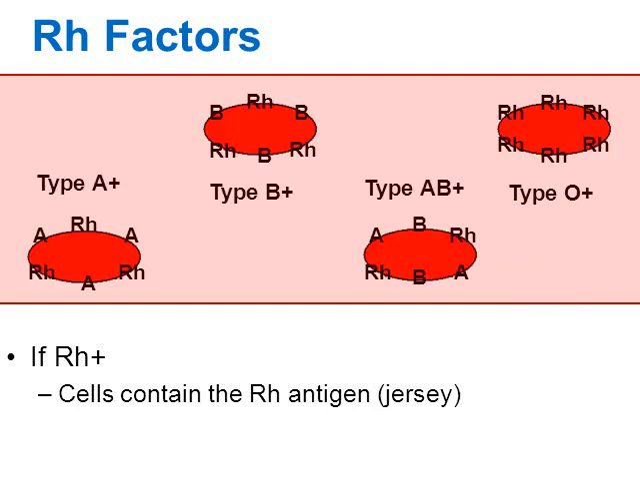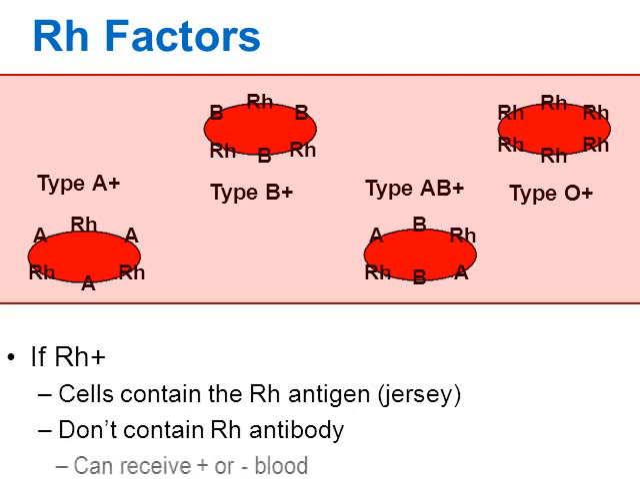So if we look at all 4 of them together, notice what they all have in common. The positives all have the Rh antigen in common. Well, if you have an antigen, you do not have an antibody. That's a pattern I hope you picked up earlier. And so if you're blood type positive, then you can receive positive or negative blood in a blood transfusion. We're going to go over some of the reasons why in just a few moments.